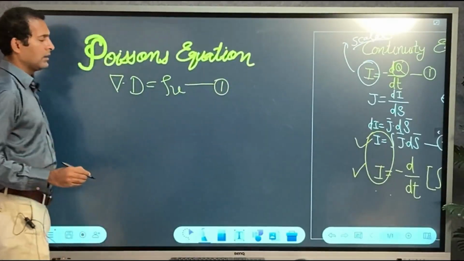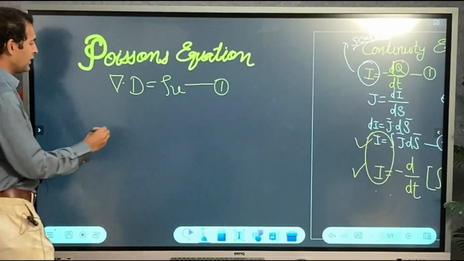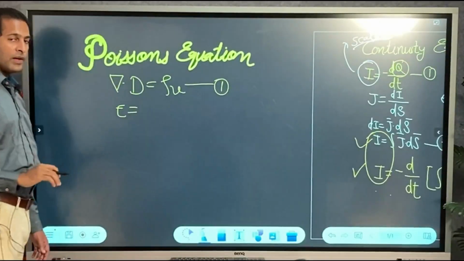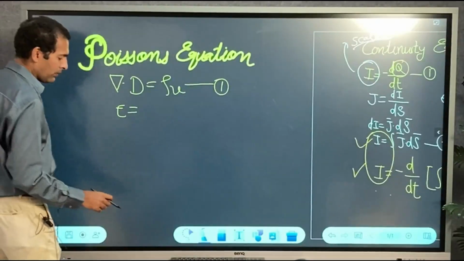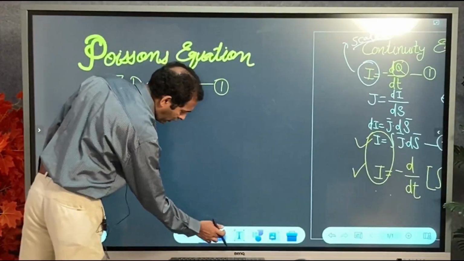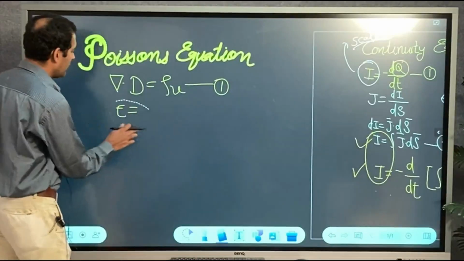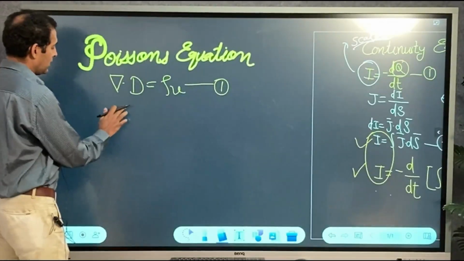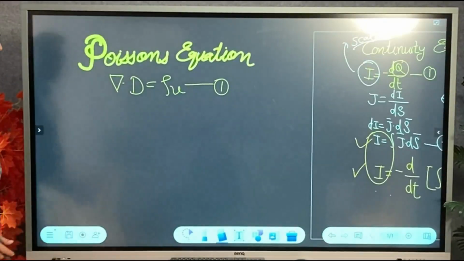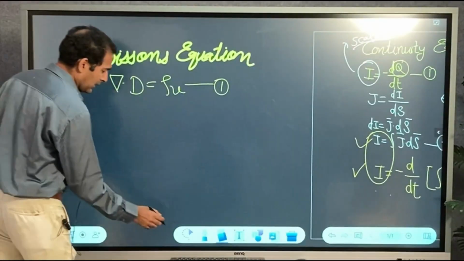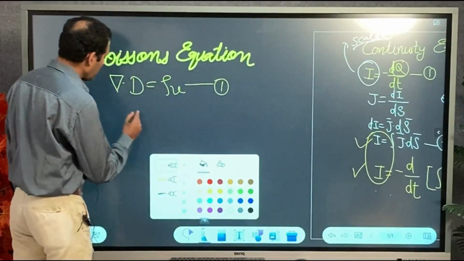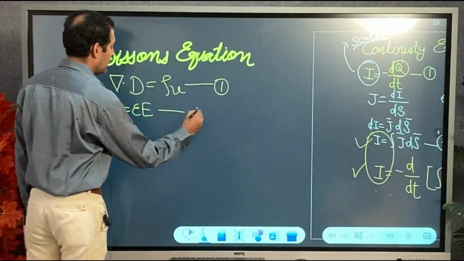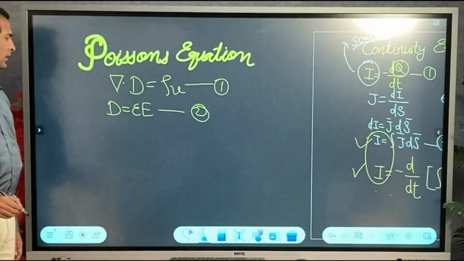Now we'll see the basic relation between electric field intensity and electric flux density. E and D, both of them are related with each other with one concept that is called permittivity. What is permittivity? Permittivity is the permission given by the medium to flow across it. So the relation between D and E is given by D is equal to epsilon E. So this is our expression number 2.